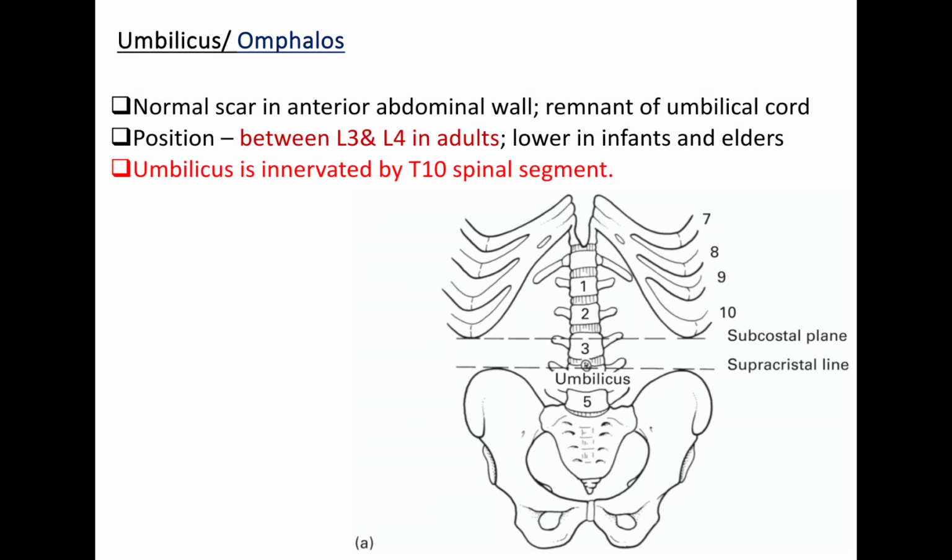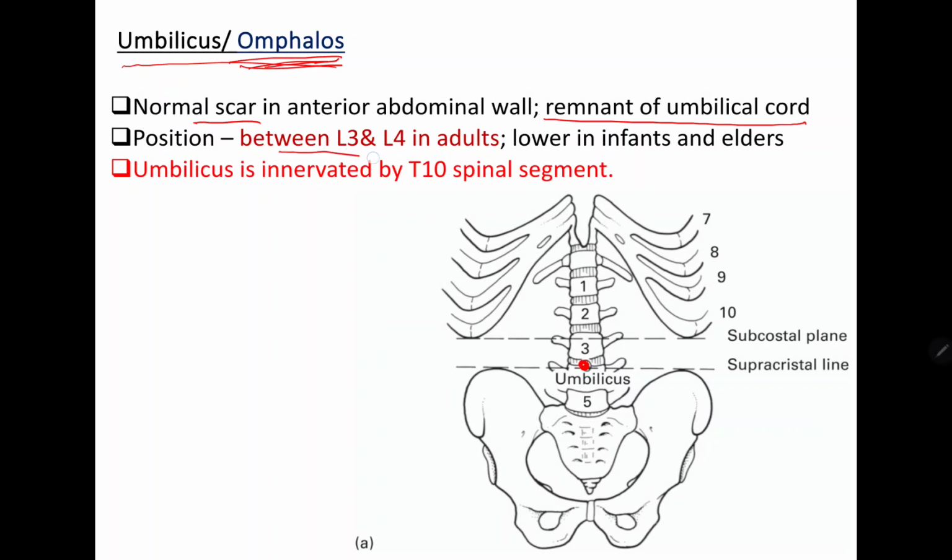A structure seen on the skin of the anterior abdominal wall is the umbilicus. It is also known as the omphalos. What exactly is this? It's a normal scar which is the remnant of the umbilical cord. This is the place where the umbilical cord was attached. That is the umbilicus.